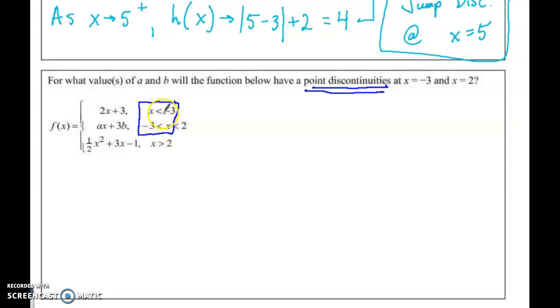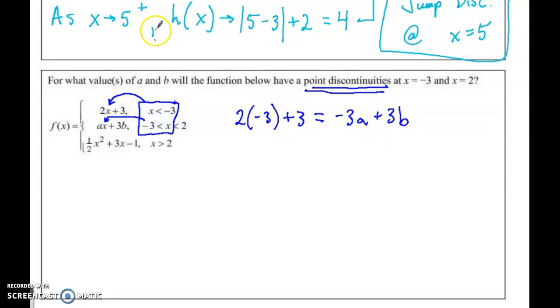Well, clearly at x equals -3, it's undefined. So all we have to do is plug in -3 for this x and -3 for this x and set them equal to each other. So we're looking at 2 times negative 3 plus 3 needs to equal negative 3a plus 3b. Now here's an issue, we have 2 variables for one equation.